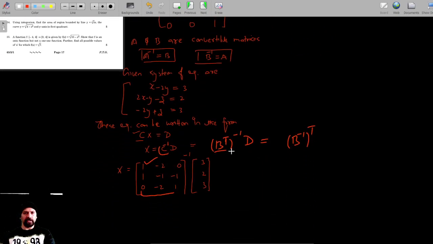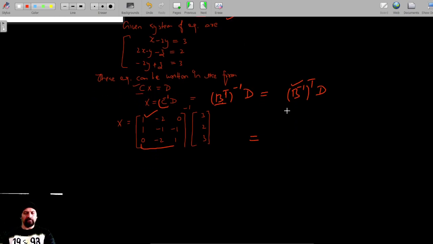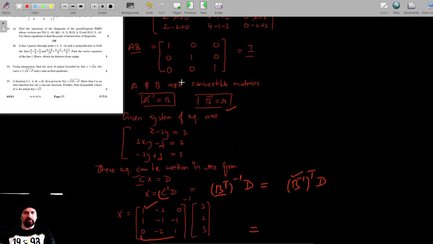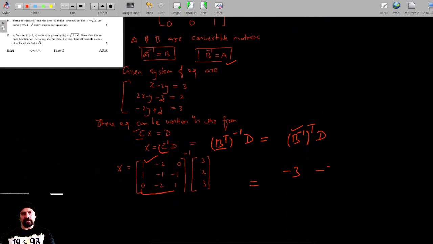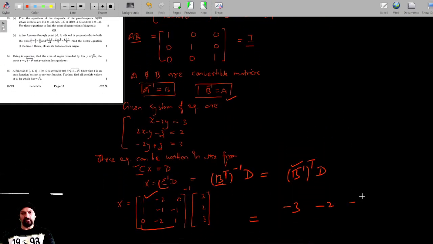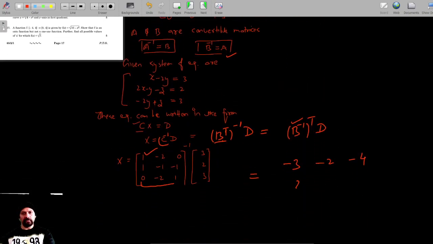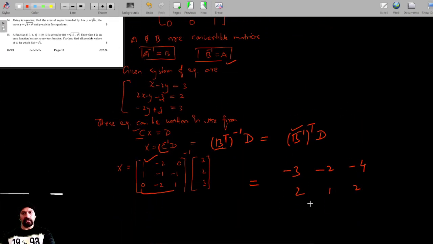So instead of C, I have written B transpose, and B transpose inverse can be written as B inverse transpose. Now B inverse is equal to A. So instead of B inverse, I can write the A matrix, and A matrix is -3, -2, -4, 2, 1, 2, and 2, 1, 3. So this is the B inverse.